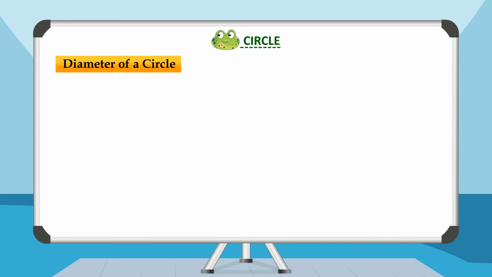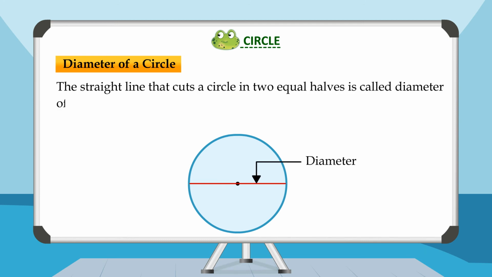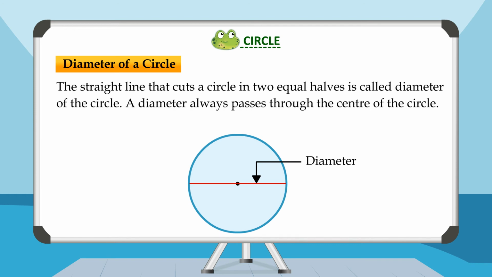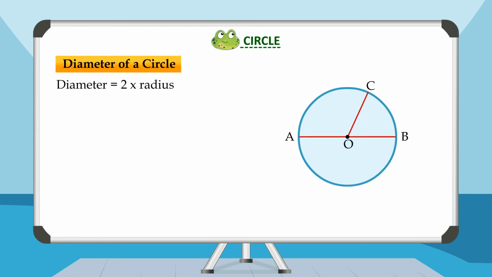Diameter of a circle. The straight line that cuts a circle in 2 equal halves is called the diameter of the circle. A diameter always passes through the center of the circle. The length of the diameter of a circle is twice the length of its radius. Diameter is equal to 2 into radius.